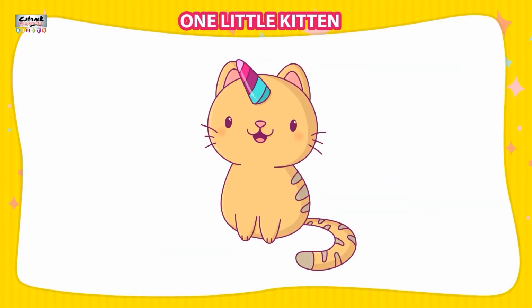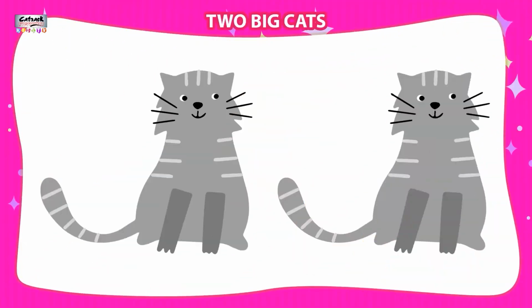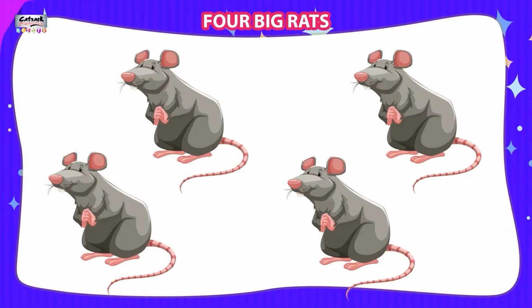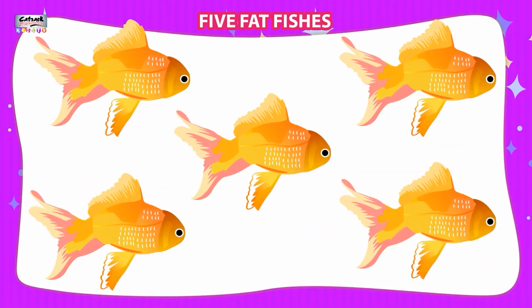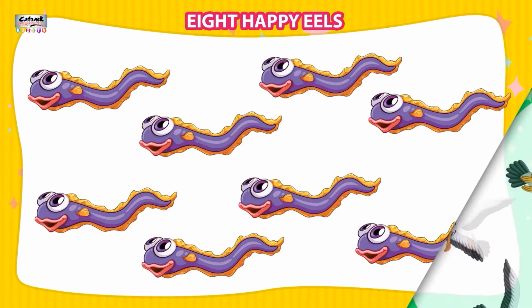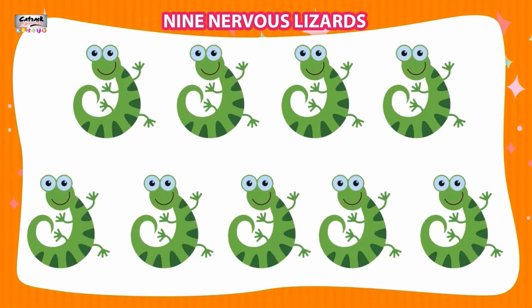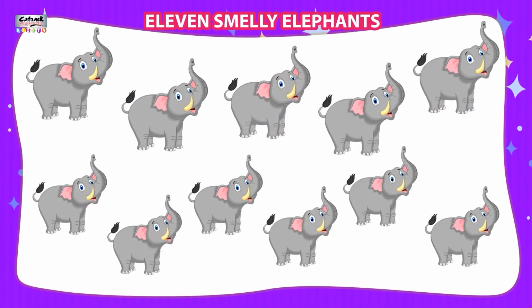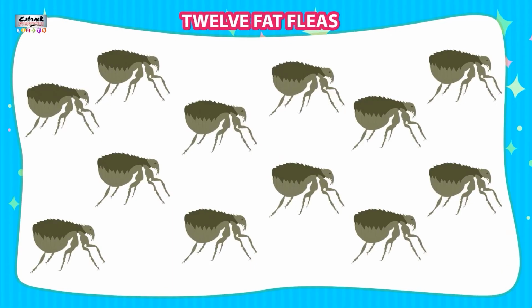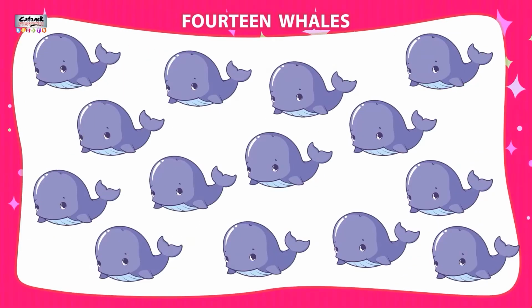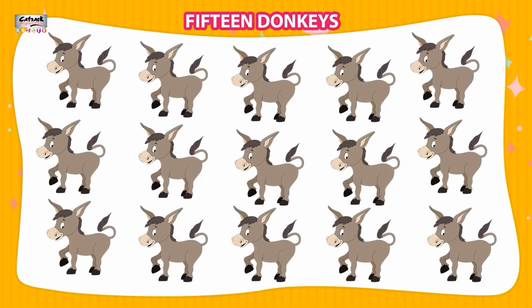One little kitten, 2 big cats, 3 baby butterflies, 4 big rats, 5 fat fishes, 6 sad seals, 7 silly seagulls, 8 happy eels, 9 nervous lizards, 10 brave beavers, 11 smelly elephants, 12 fat fleas, 13 alligators, 14 whales, 15 donkeys with 15 tails.